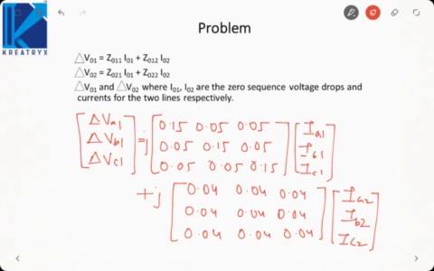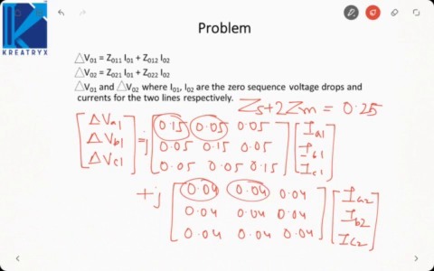That means we have to go from the A, B, C phase domain to the 0, 1, 2 domain, that is the symmetrical components. Now when we transform a transmission line impedance from the phase domain to the symmetrical components domain, the zero sequence impedance becomes Zs plus 2Zm. So here this is the Zs, this is the Zm. So Zs plus 2Zm will become 0.25. In the other matrix, Zs and Zm, so Zs plus 2Zm will become 0.12.